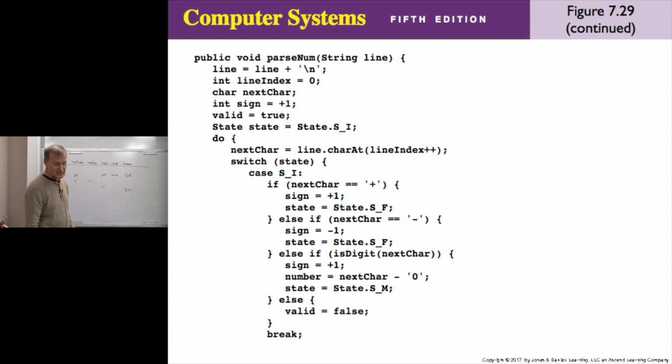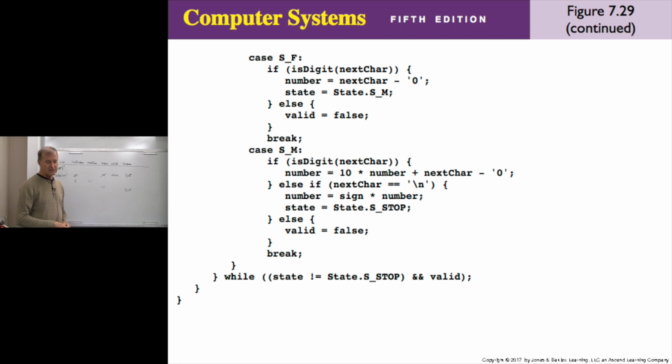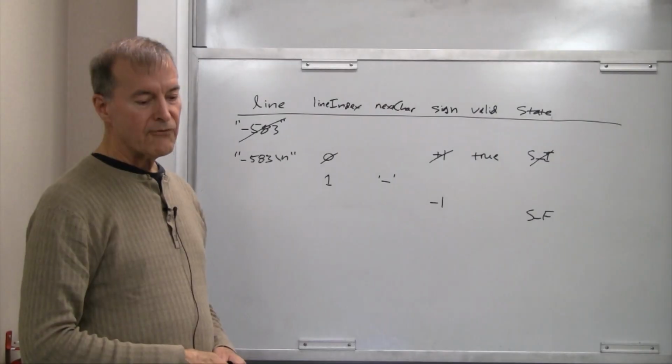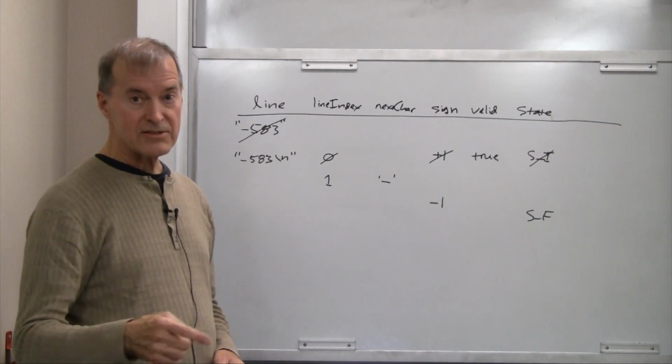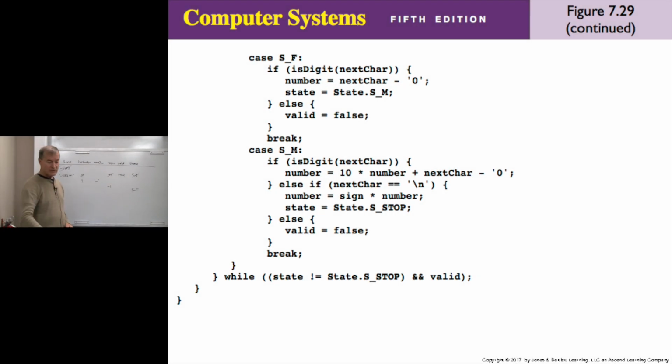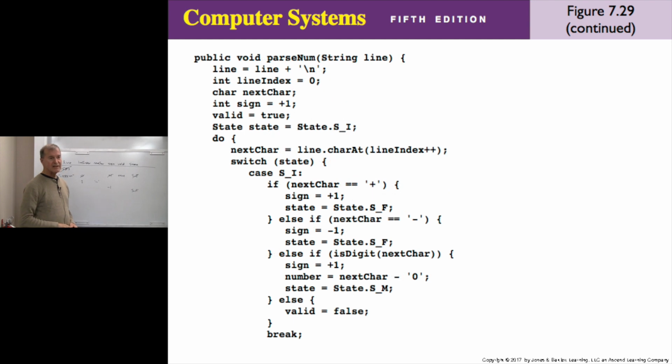And we go all the way down to what? The while. Now the test is at the bottom of the loop. Okay, so now state is not equal to stop. True or false? True. Valid. True or false? True. So while that's true, we go back and do it again. Now, did everybody see that?